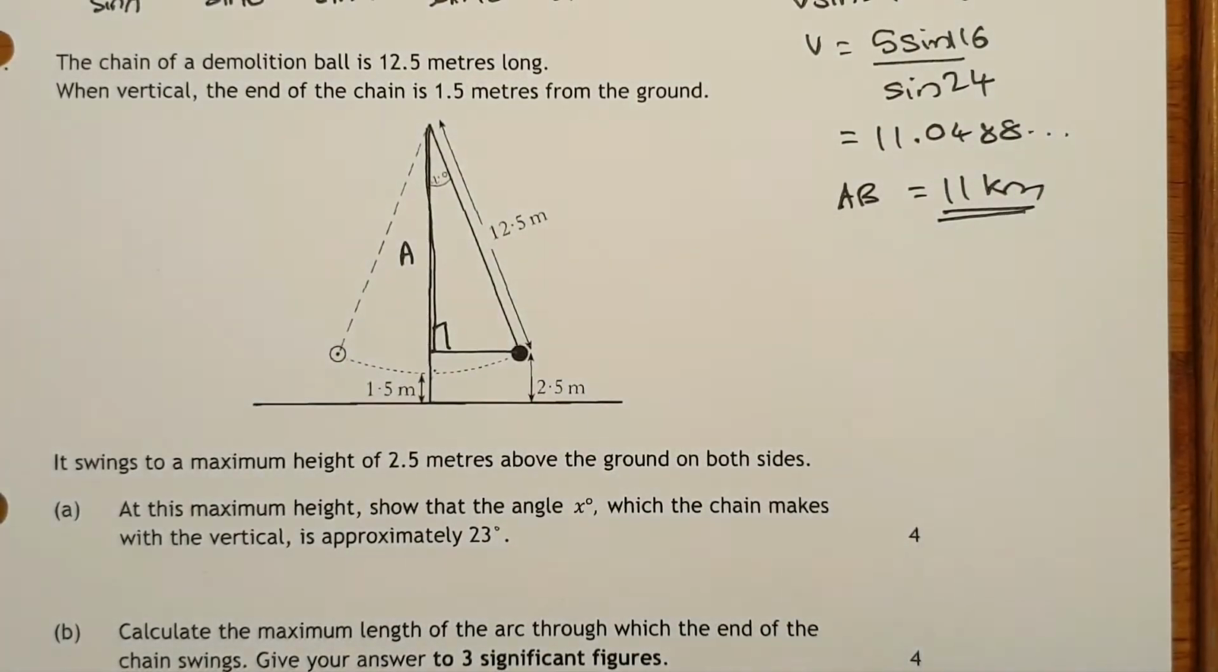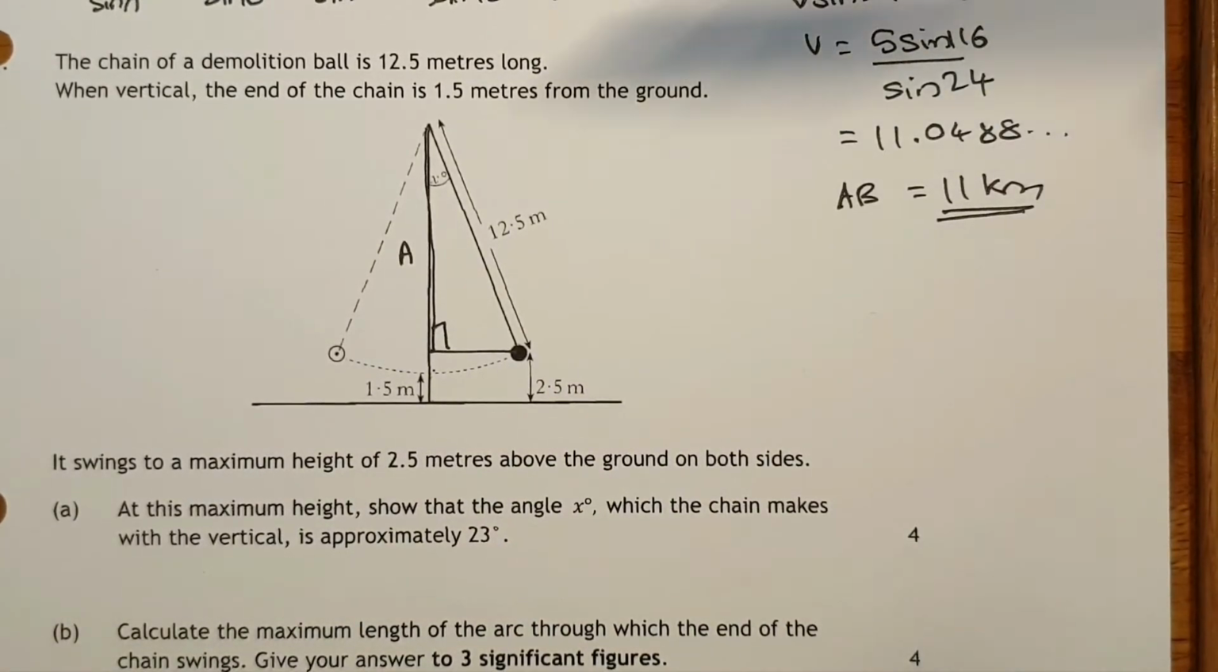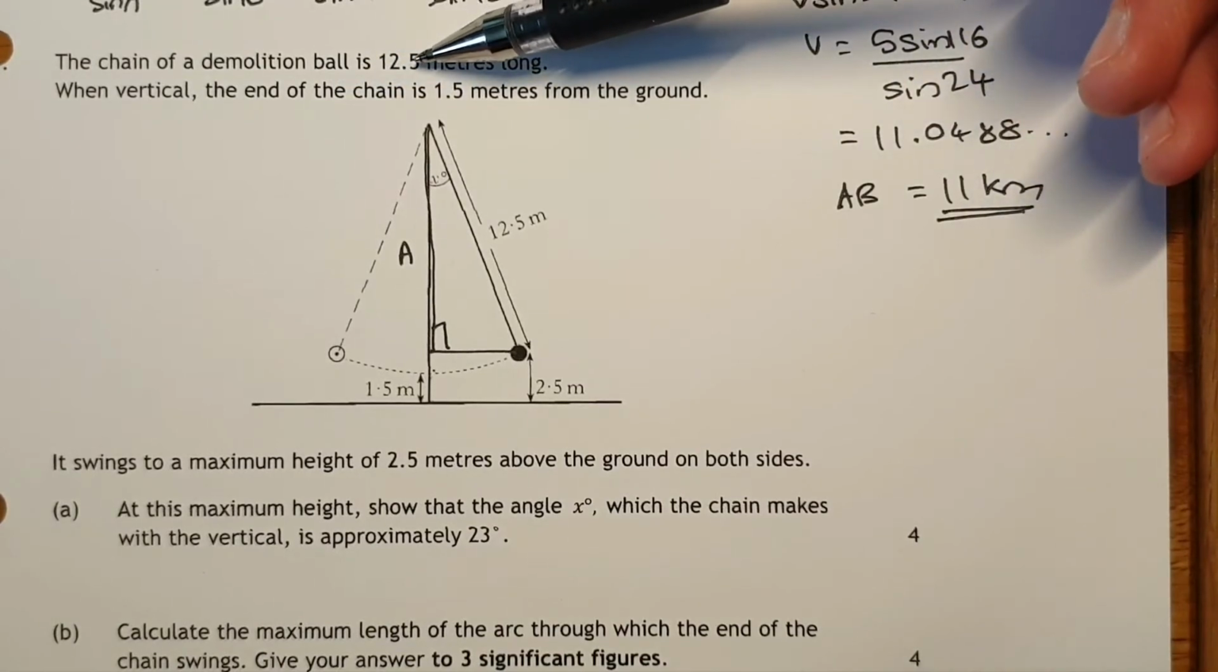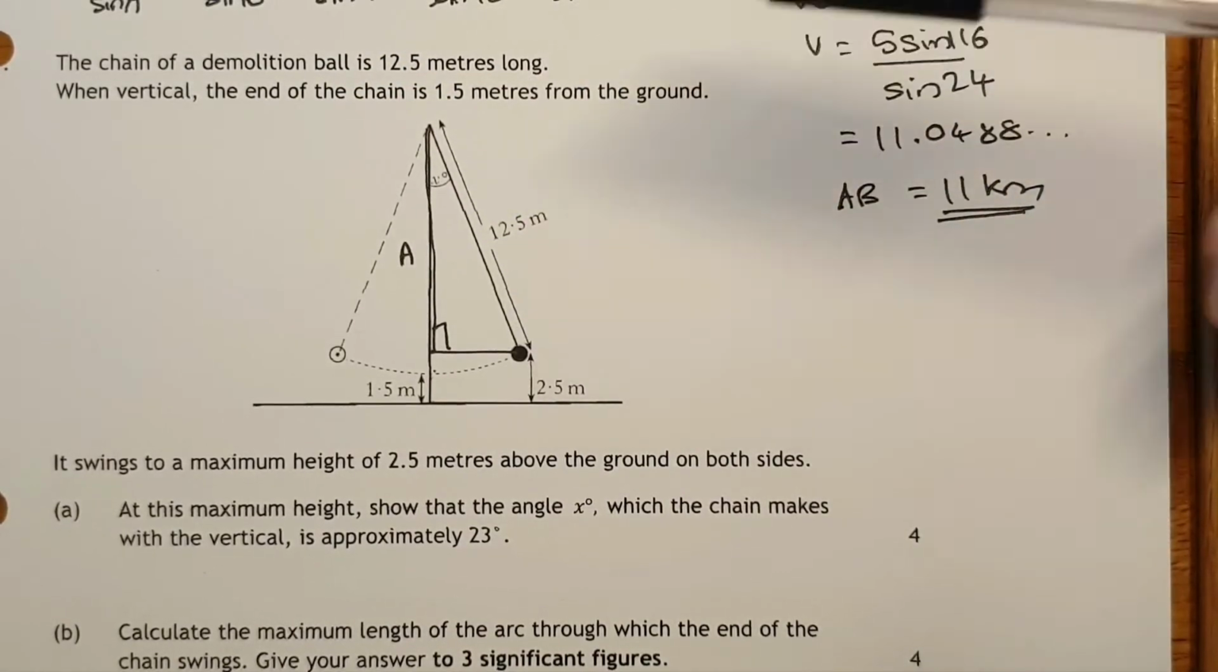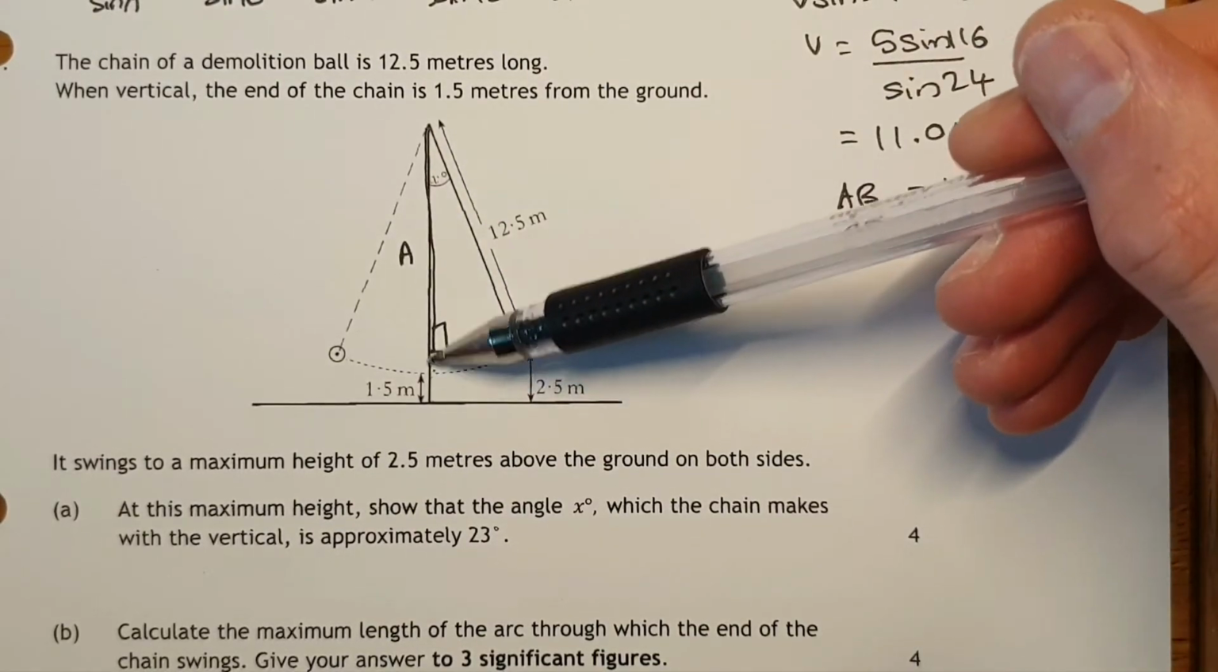Now question number 9. It's a little bit tricky actually, because it seems like you'd have to use the arc length formula to start off with, but it's actually not the fact for part A. You use that for part B, not for part A. So what you can see here in the question, it tells you the length of the demolition ball is 12.5 metres. So from there to there is 12.5. But what that also means is from here to here is 12.5.